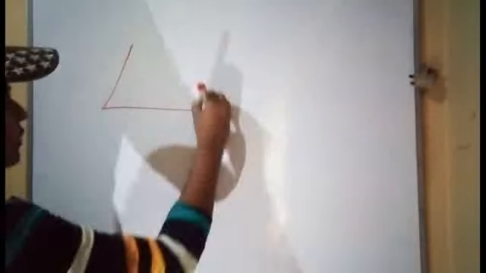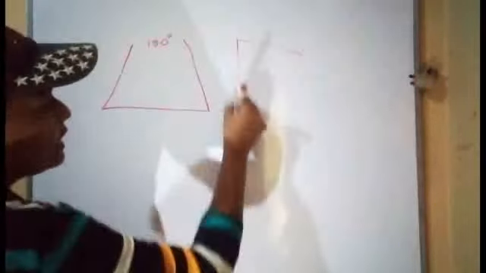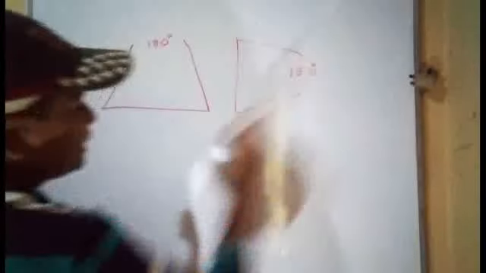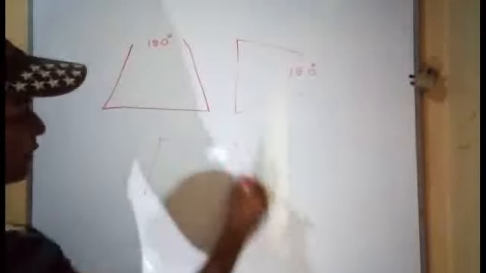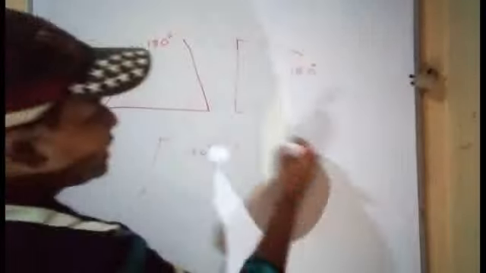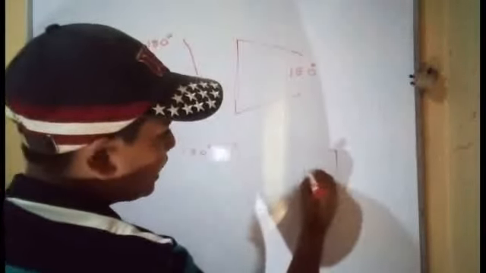Now let's move to the textbook, page number 107. Two straight lines are intersected by a transversal. This pair is 180. This pair is 180. This pair is 180. This pair is 180.